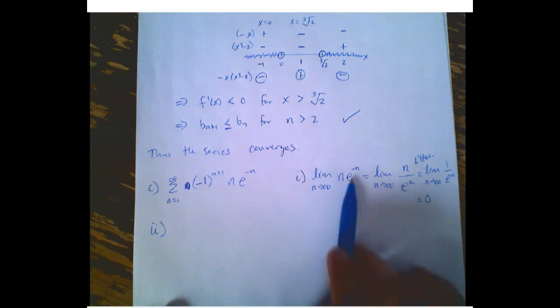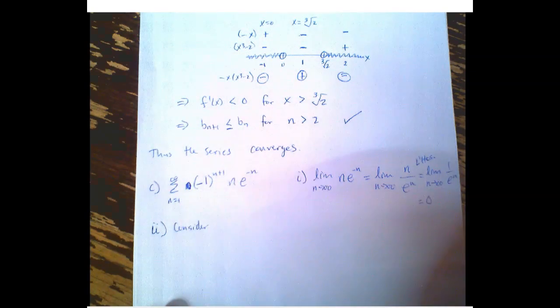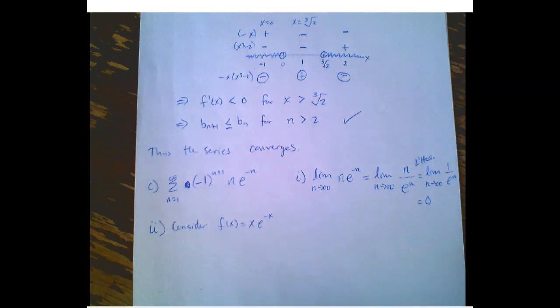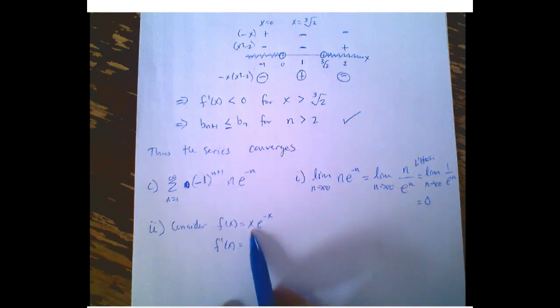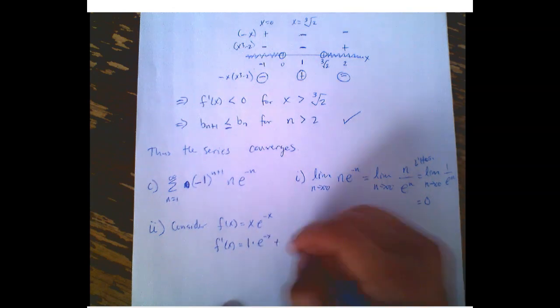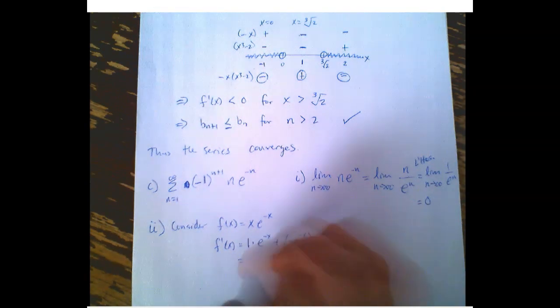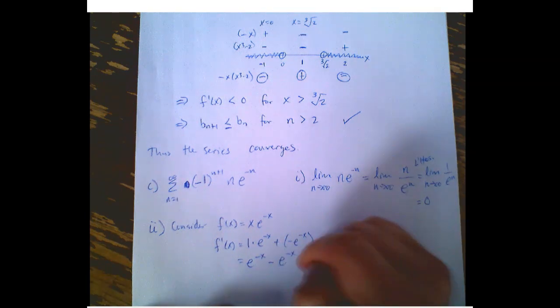Condition 2, we need to show that the terms in the sequence are decreasing, so we consider our derivative. So f prime is, use the product rule here, so derivative of the first times the second plus derivative of the second times the first. Or e to the negative x minus e to the negative x times x.